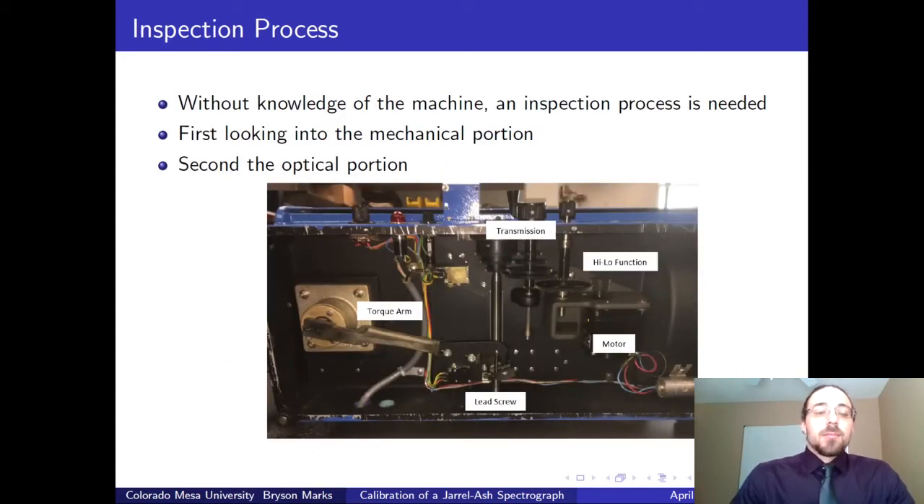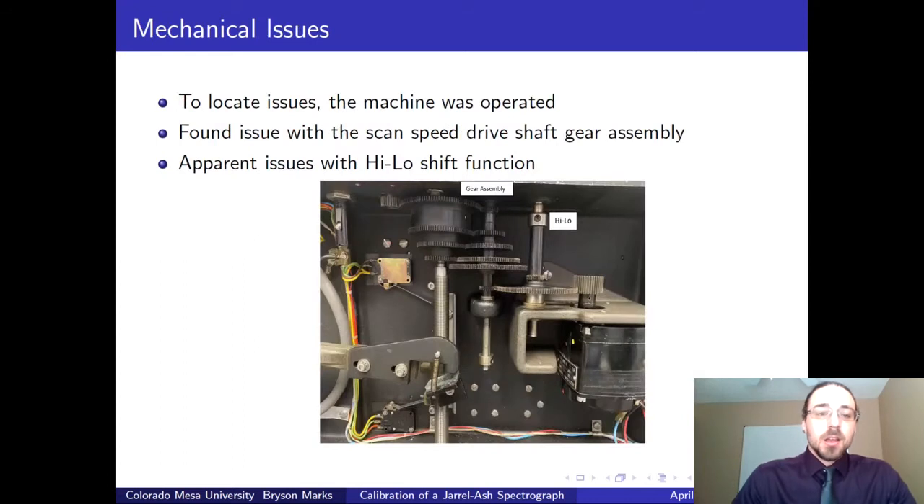So, without knowledge of the machine, an inspection process is needed. We will first look into the mechanical portion, and then the optical portion. For the mechanical issues, to find them, I decided to operate the machine without any light shone through it, so I could get a feel for how the machine operates and how the components work. I found an issue with the scan speed driveshaft gear assembly, and another apparent issue with the high-low shift function.